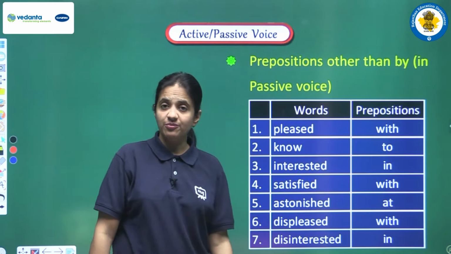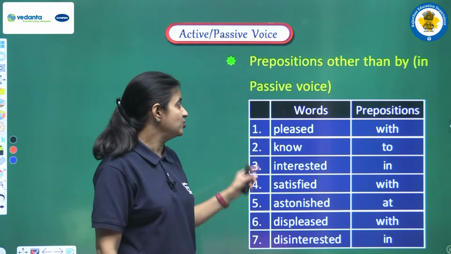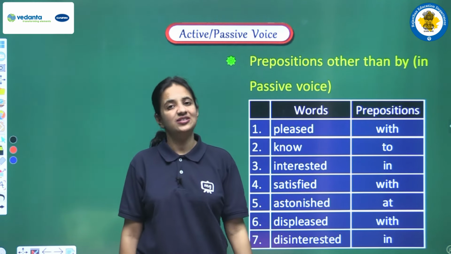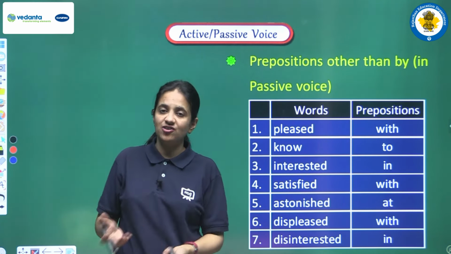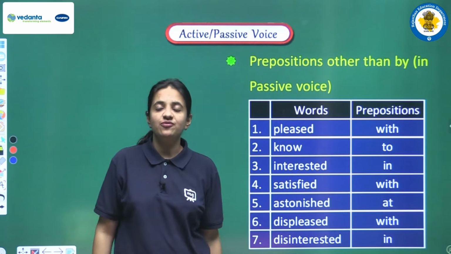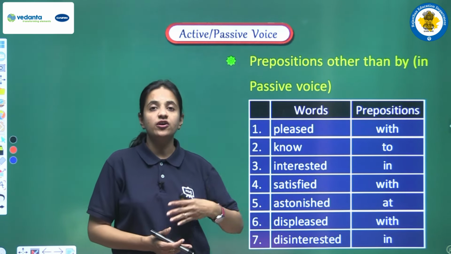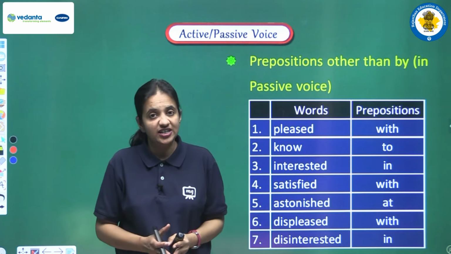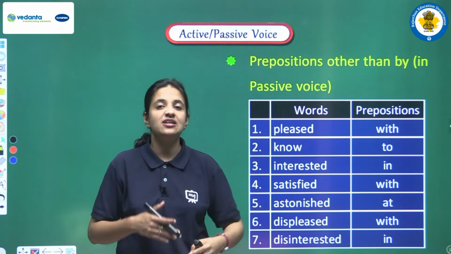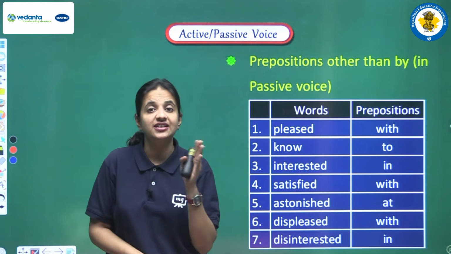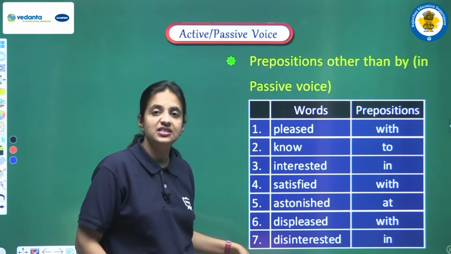Next, one more important thing that we are having here. So let's read prepositions other than by. So this is the thing that I have told you earlier also in the previous videos, that we are having some cases, certain situations when we don't write by as a preposition, and at that time we are having some other prepositions that we have to use. So now we are having this table here.